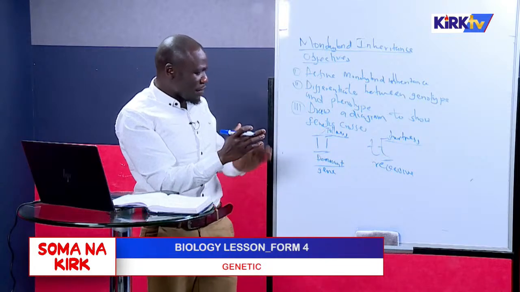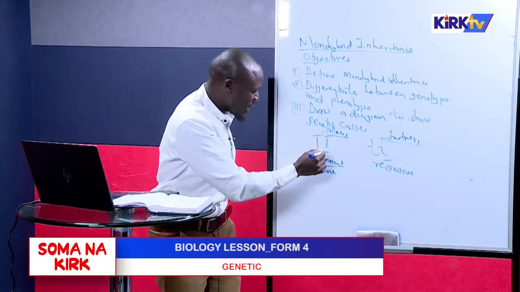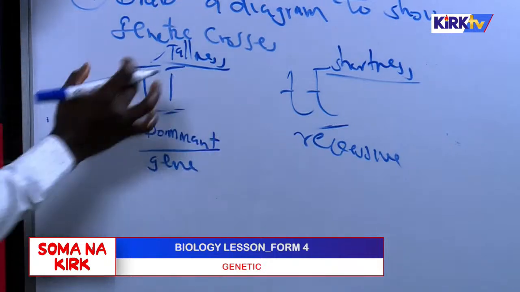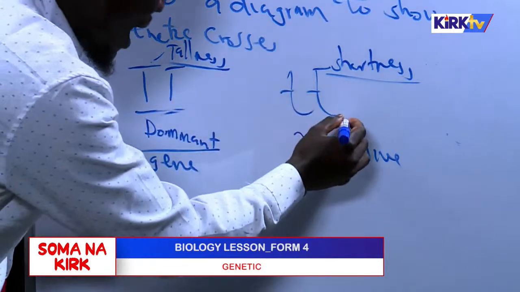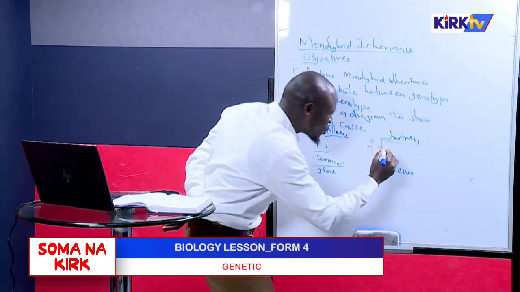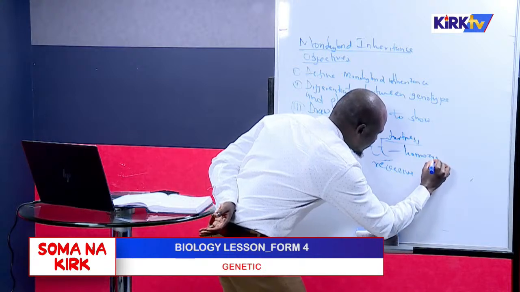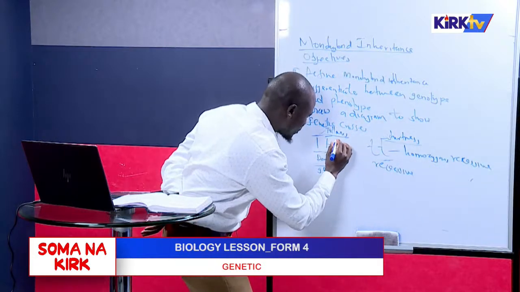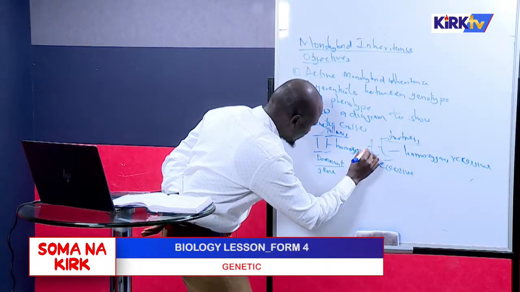So if you have the two T without the mixture, they are purely uppercase, then we say this is homozygous dominant. So homozygous dominant, you should be able to get that. And on the other side, where we have another pair of genes controlling the shortness, this one we refer to as homozygous recessive, while this one is homozygous dominant.